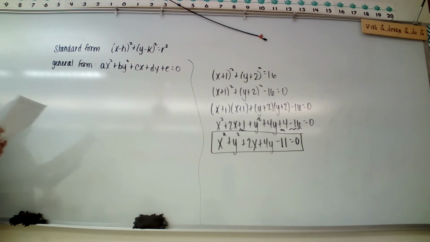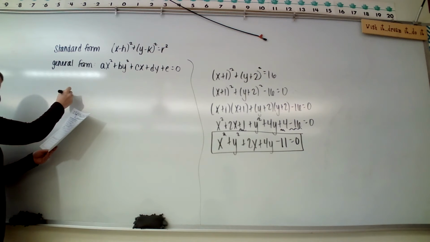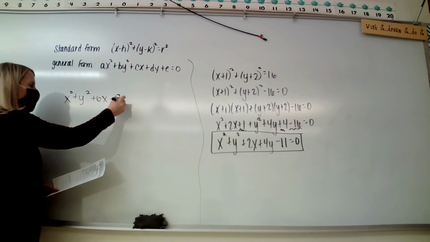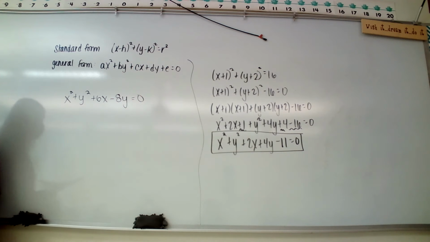Your answer for that second problem should be x squared plus y squared plus 6x minus 8y equals 0. So on that one, your constant crossed out to 0.